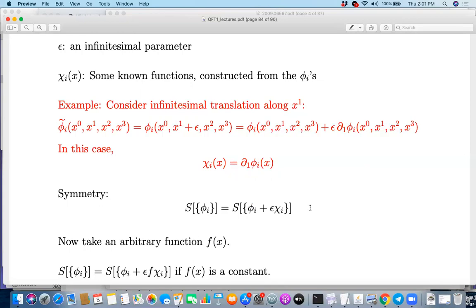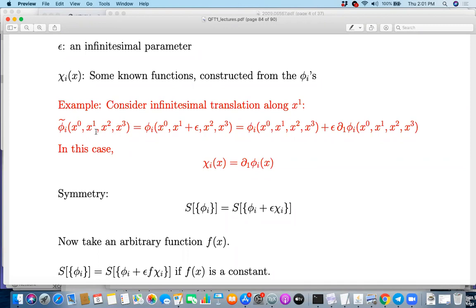Sir, how to write this phi I x naught, x1 plus epsilon, x2, x3? Sir, I don't understand it. How do we write this one? The second to third step. I understand the third step.